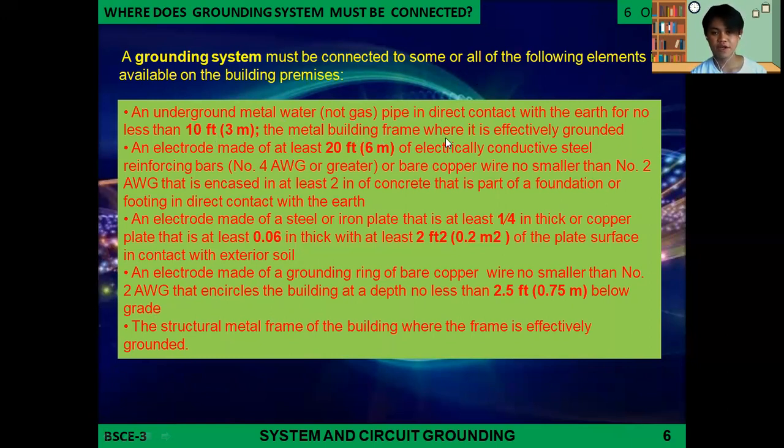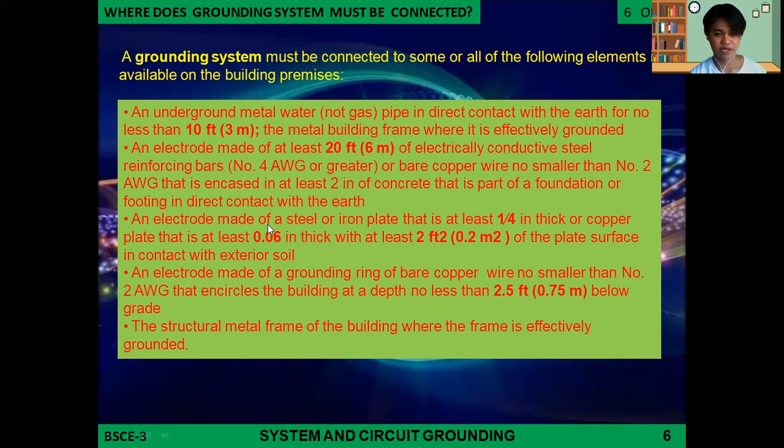The metal building frame where it is effectively grounded. An electrode made of at least 20 feet or 6 meters of electrically conductive steel reinforcing bars, or bare copper wire, encased in at least 2 inches of concrete that is part of a foundation or footing in direct contact with the earth.